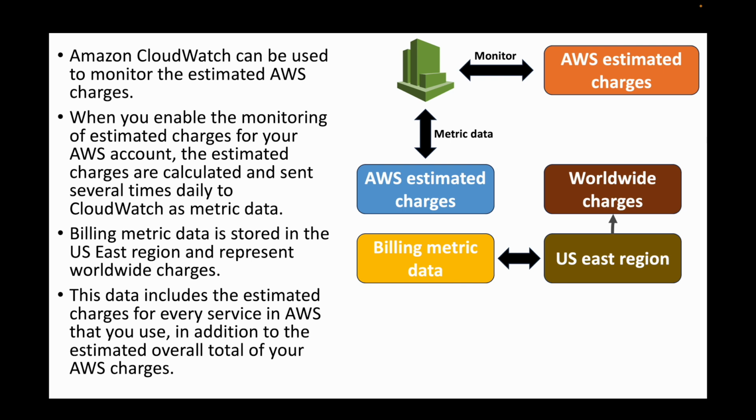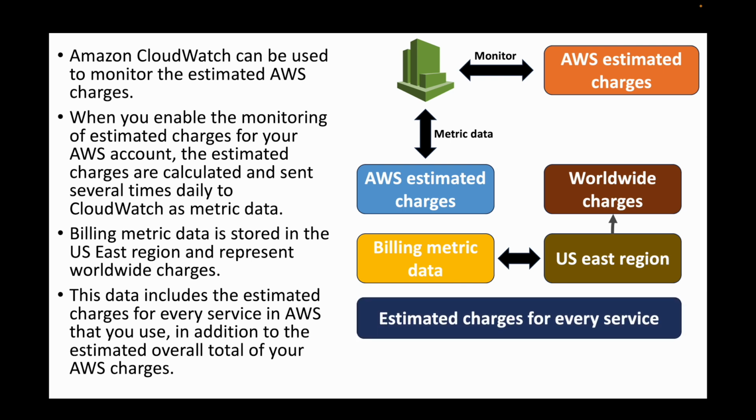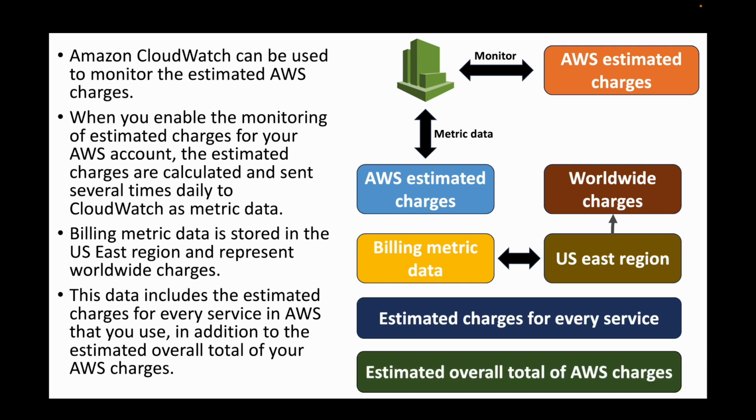This data basically includes the estimated charges for all the services. It could be your EC2, it could be your VPC, it could be Route 53. So for all the services, it includes the estimated charges. And in addition to that, it also has your estimated overall total of your AWS charges. So basically, it's your billing information that gets stored as part of your billing metrics.